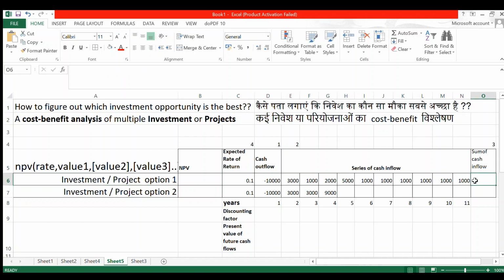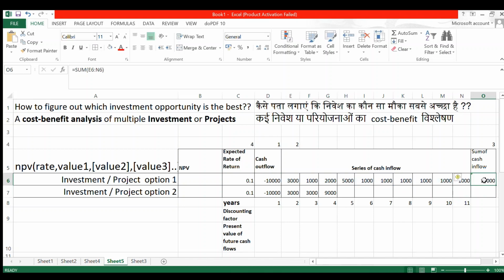Now let us check the total amount of cash inflows from each of these project options. Let us check the cash inflows from the first project option. We are adding all the cash inflows, using the function sum, to find out the total cash inflows. So we are giving all the cash inflows, closing the bracket, and pressing enter.